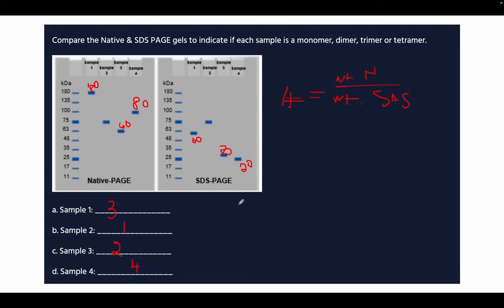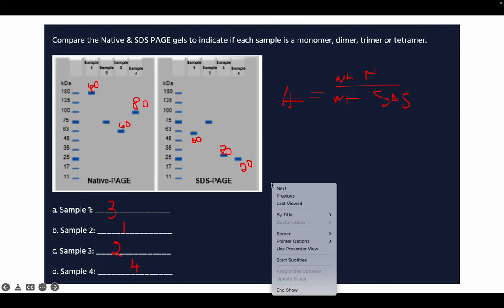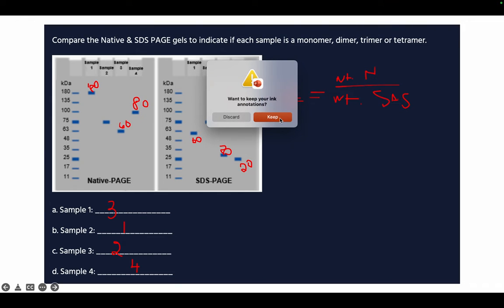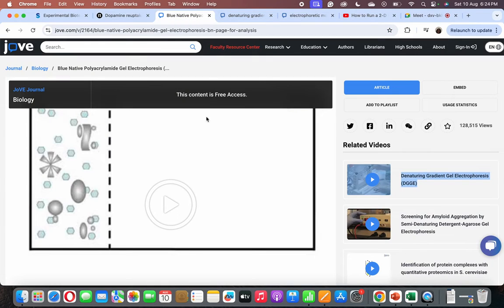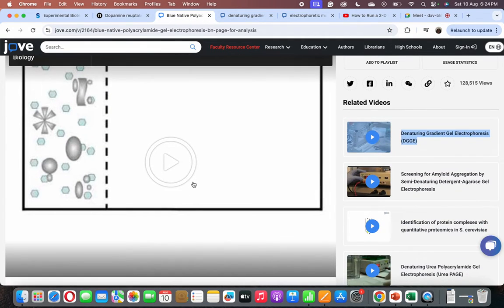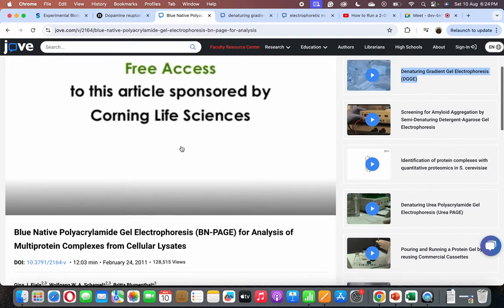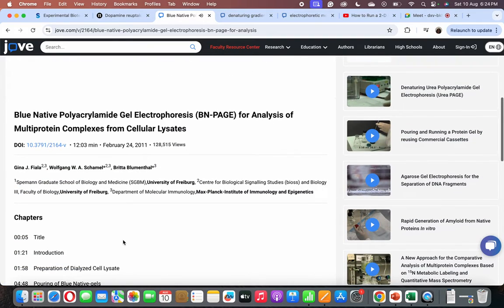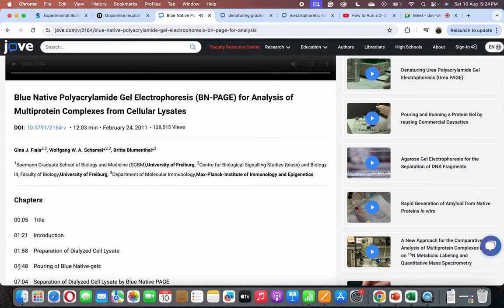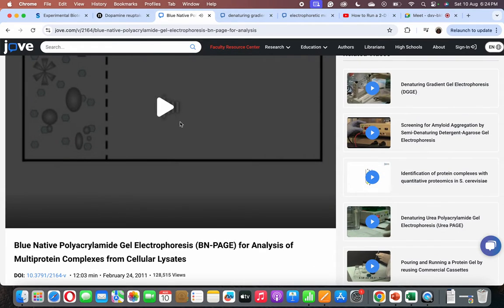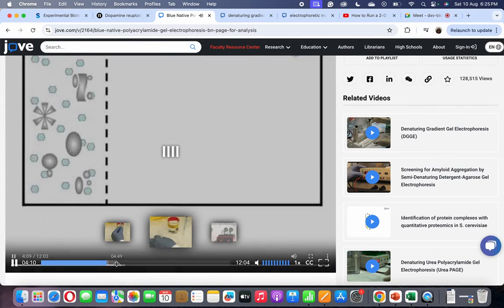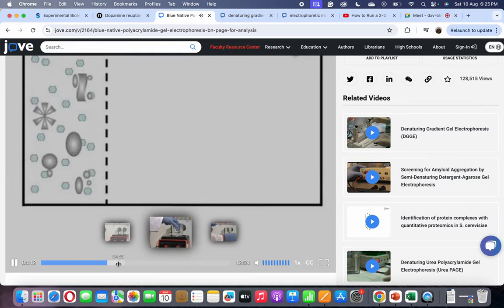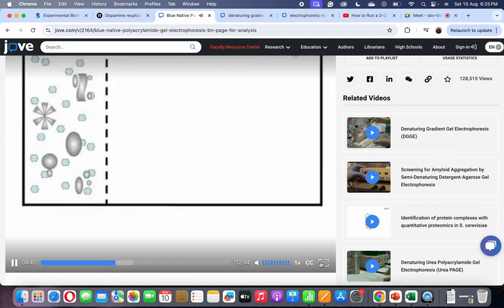While we're here, I can show you how people run a native PAGE. I can't do it in my lab because there are a lot of people there, but I thought I could show a video. Avoid turning the tube right side up. Transfer into a new chilled microcentrifuge tube and leave it on ice until loading of the gel.